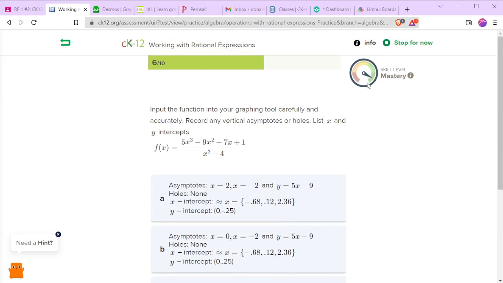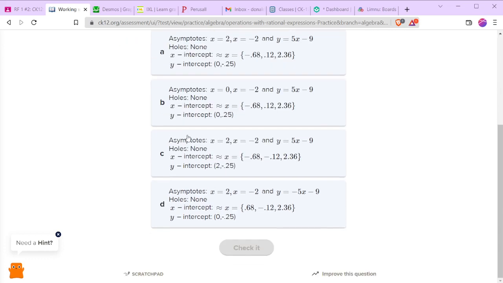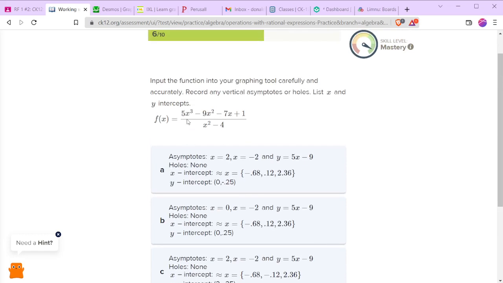Okay, we are at the mastery level, so we could stop and hand it in incomplete, and we'd get the full credit for it at this point. But just to make sure, I will continue solving this for the sake of anyone who wants to go through them all. So we have a 5x cubed minus 9x squared minus 7x plus 1.